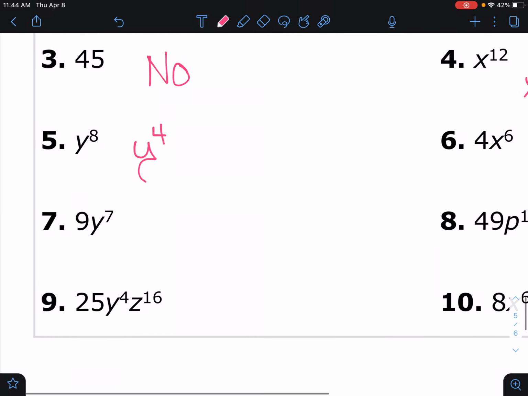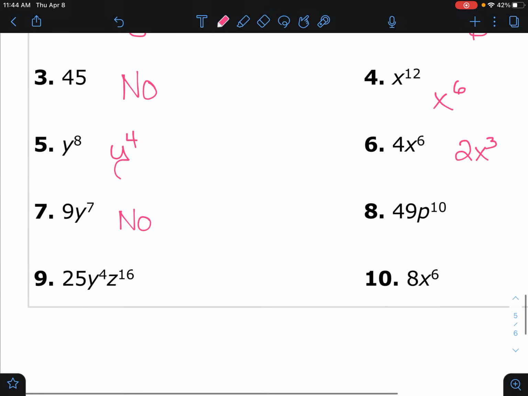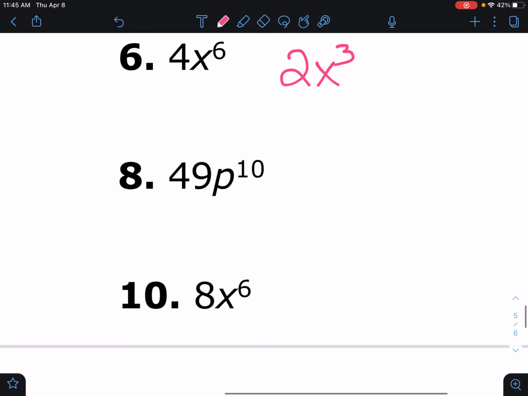A couple more here, just make sure you got it. 9, yep, that's a perfect square. Y to the 7th, no, because the exponent is odd. So that won't work, so I'm going to say both of those parts have to be perfect squares to work. So no.